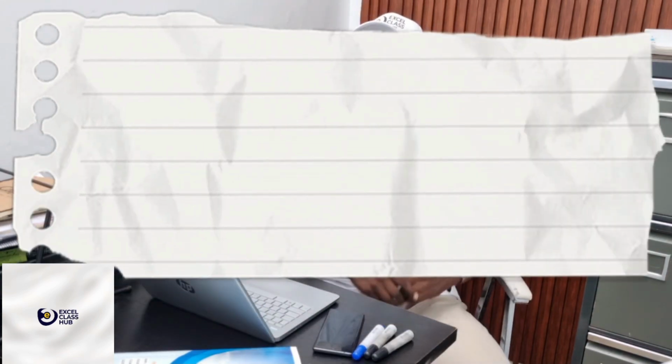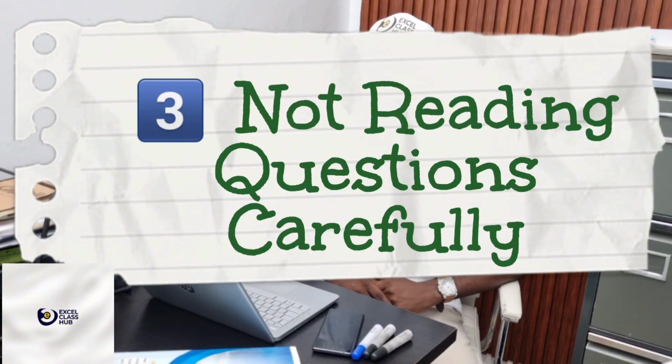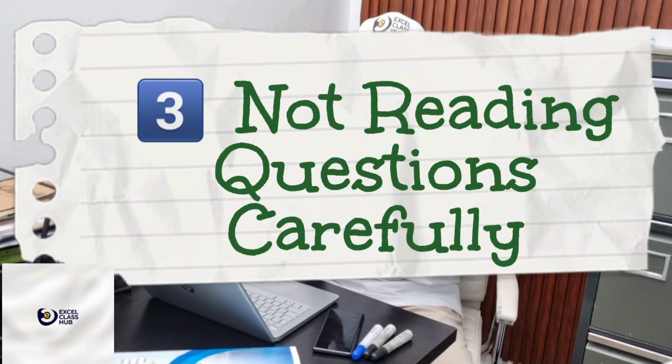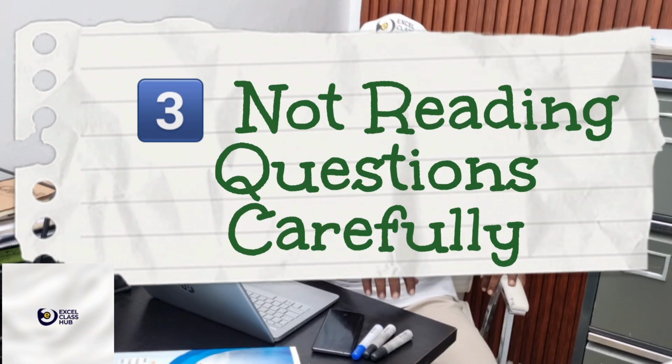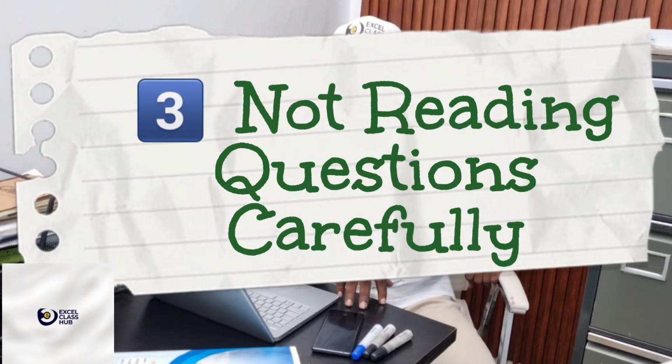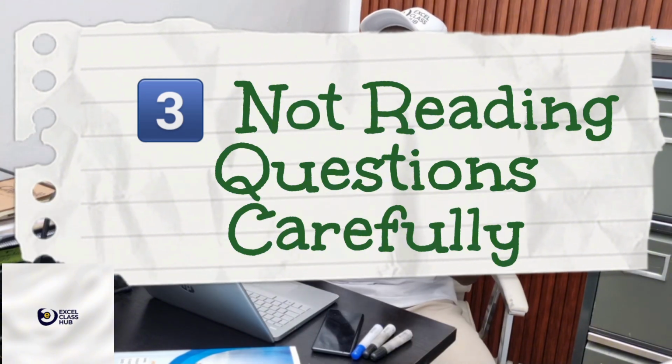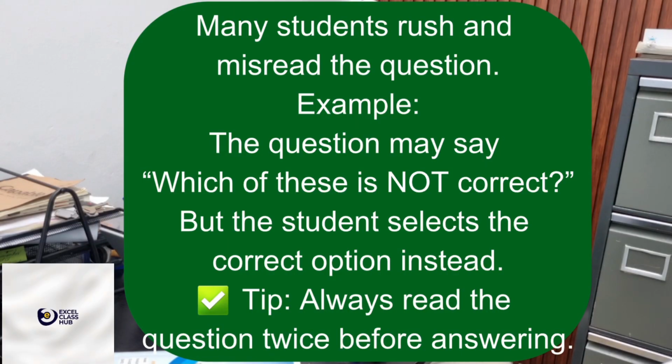The third mistake students make in the Jamb UTME examination: not reading the questions carefully. Now, pay attention. Many students rush and misread questions. I'm going to give an example. For instance, question 45 in the UTME, let's assume that the question reads thus: which of these options is not correct?